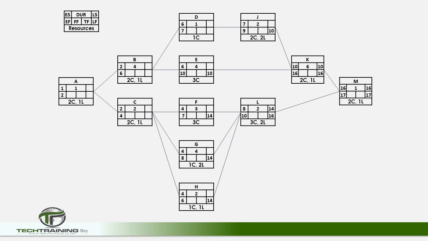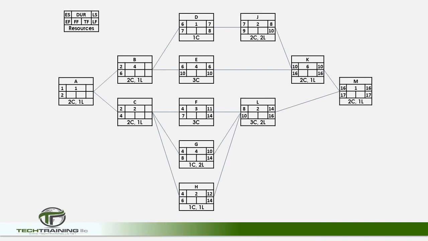The late finish of J is 10, which is the late start of K. E is also a direct preceding activity of K. Therefore, its late finish is also 10. While activities F, G, and H will all have late finishes of 14, which is coming from their succeeding activity L. We can now calculate the late start for all of these activities, again, by simply subtracting the duration of the activity from the activity's late finish. We can now fill in the late finish of activity D, which is 8, and its late start is 7.